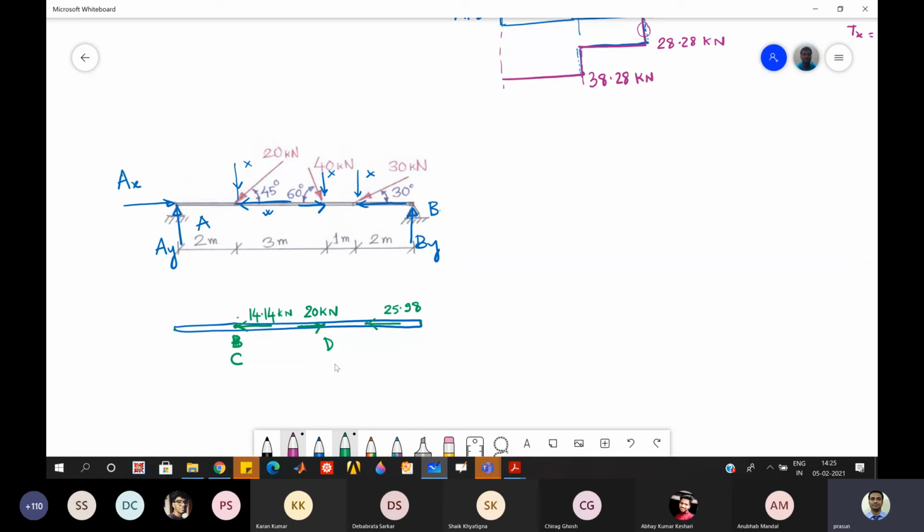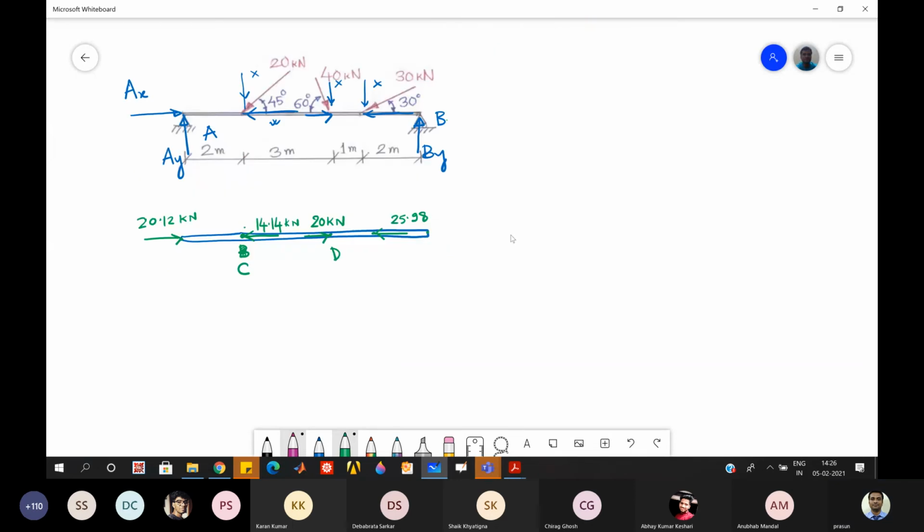At this point, you will not have any axial force, but this AX will come, and you can see AX will be the resultant of the sum of these forces with their sense. So it will be 14.14 plus 25.98 minus 20. So it turns out to be 20.12. Okay. All right. So this is what we need for drawing the axial force diagram.